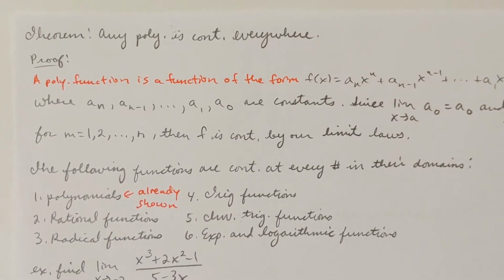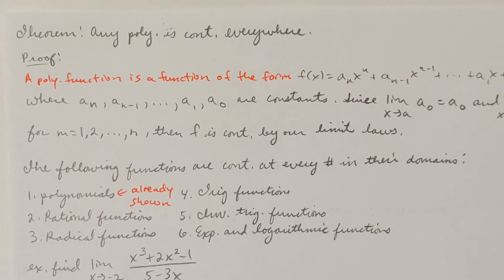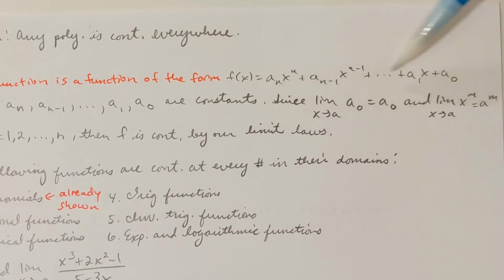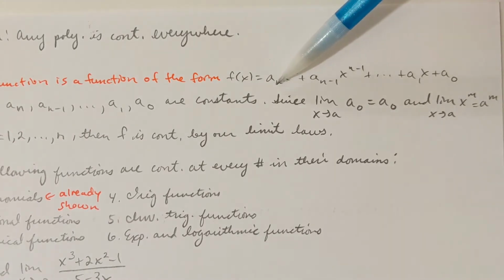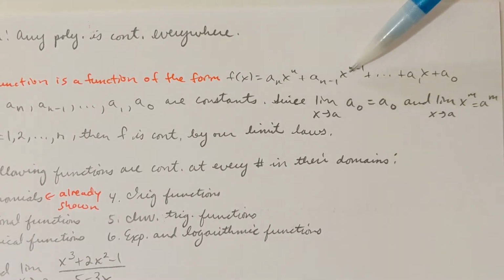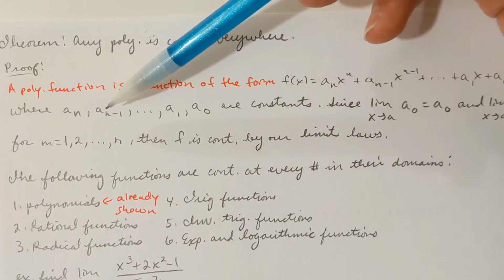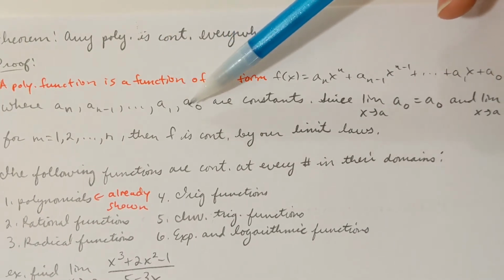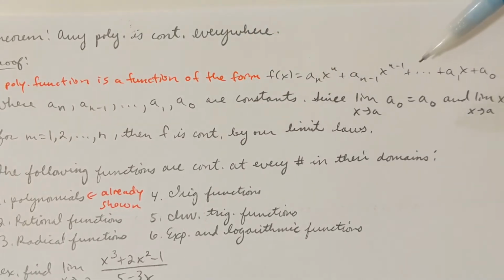Here's another theorem. Any polynomial is continuous everywhere. Well, a polynomial is a function of the form that you see here. A sub n times x to the n plus a sub n minus 1 times x to the n minus 1 plus a sub n minus 2 times x to the n minus 2 plus right down the list, a sub 1 times x plus a sub 0. A sub n minus 1, a sub n minus 2, right down the list, down to a sub 1 and a sub 0 are constants.